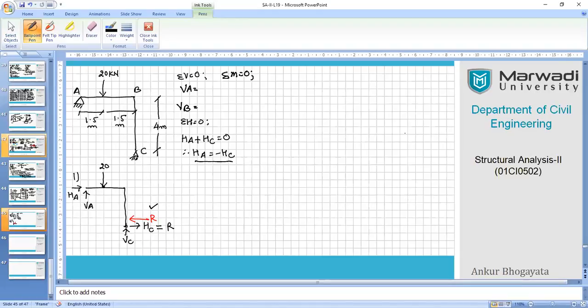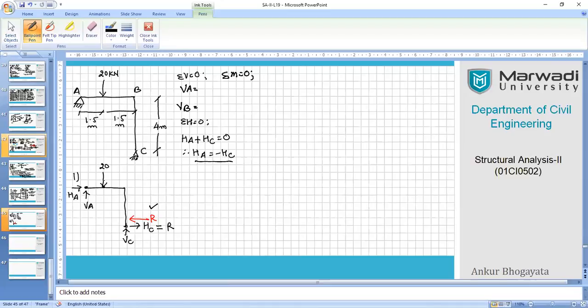Those who are comfortable with this calculation, please raise your hand once you are done with the reactions. Otherwise, the method is very simple. You just need to take moment of all the forces. In my view, you can take moment about point A, so that will give you first the value of VC, and then eventually you can get the value of VA.